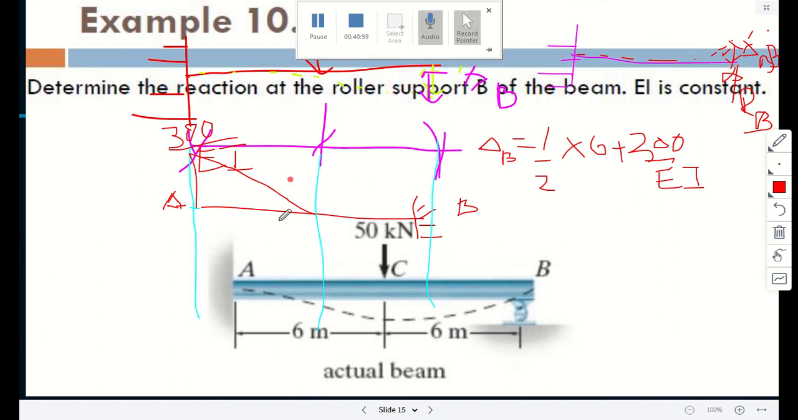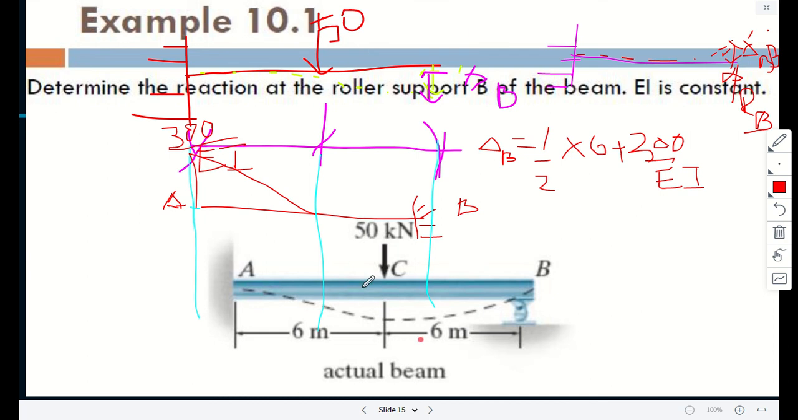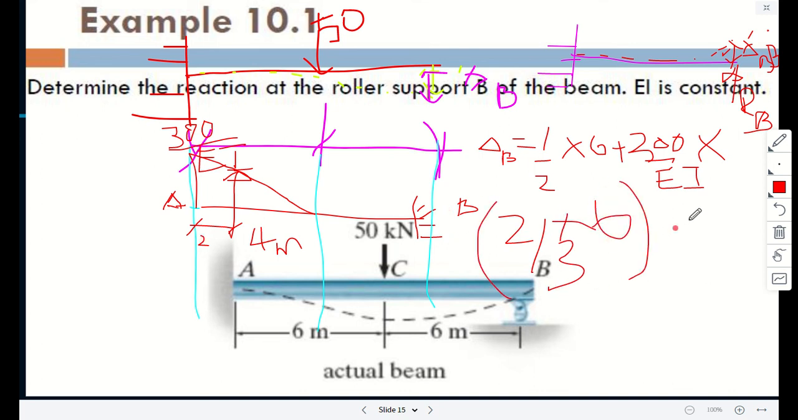Now times the distance to the centroid. This is a triangle, so the centroid would be at 2 meters from one end and 4 from the other. Writing here is a little challenging. So times the centroid, 2 over 3 times 6, which is 4, plus 6, because we find the moment at point B. This is the same as the moment of the M over EI diagram at point B. So plus 6.